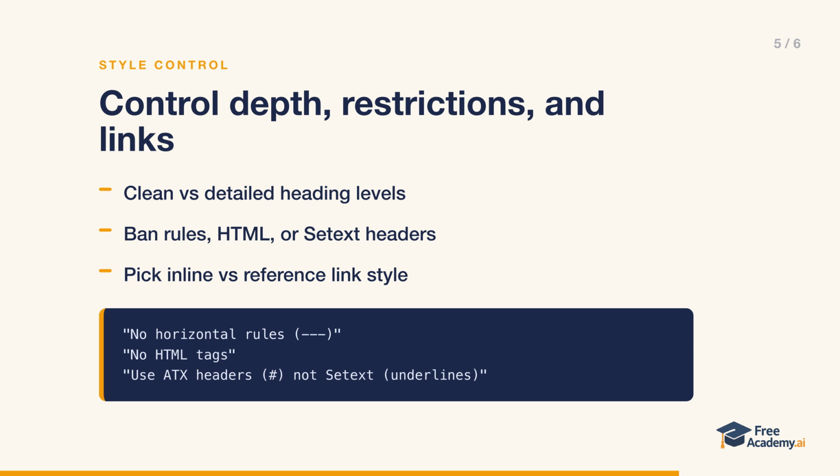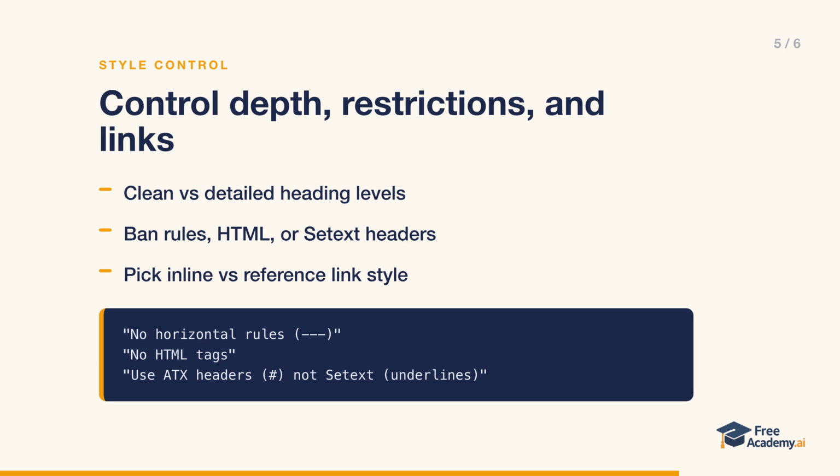You can also control the style of the Markdown itself, not just the content. For depth, you might say keep it clean with H2 headers only and no H3, or go detailed with H2 for sections, H3 for subsections, and H4 for details.